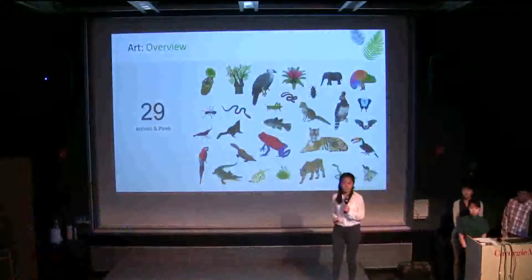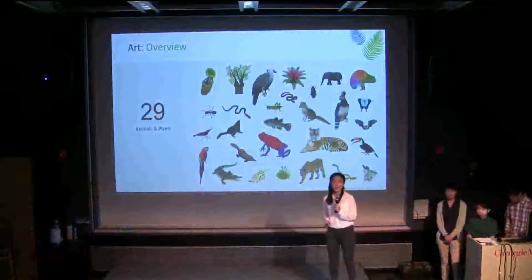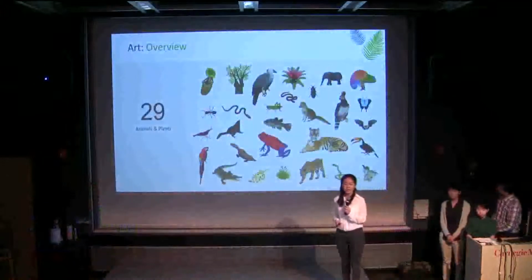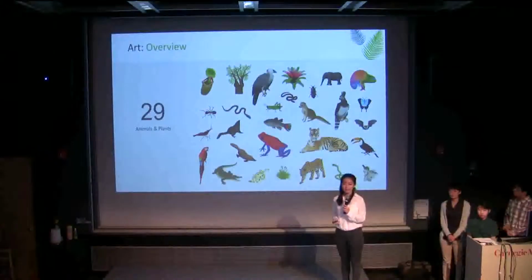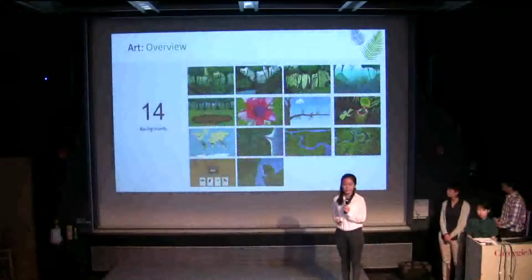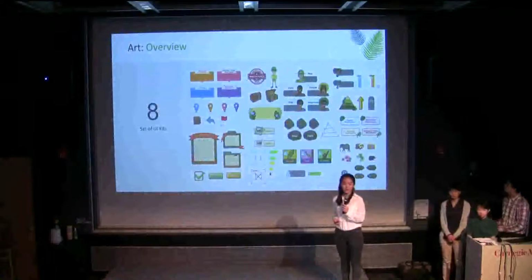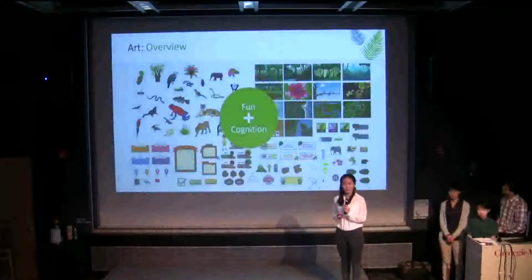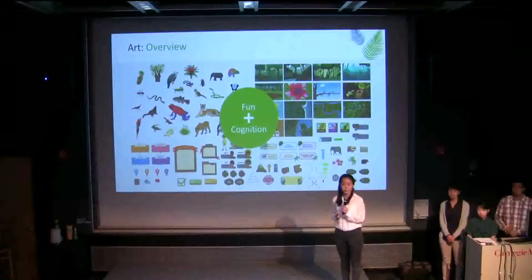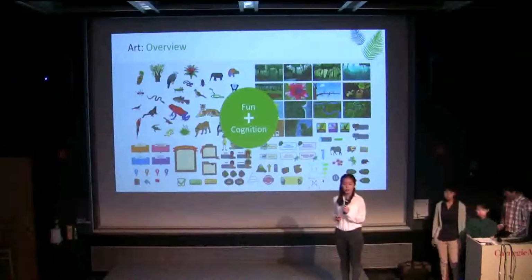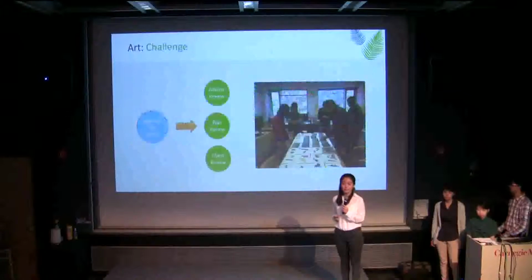Within this semester, the art team is really busy creating all the art assets. We have 29 different animals and plants, 14 unique backgrounds, and 8 sets of UI kits. Together, they form a really large rainforest experience for the children to explore. The combination of cartoony and realistic style can let the children both have fun and learn about the real look of different animals and rainforest.